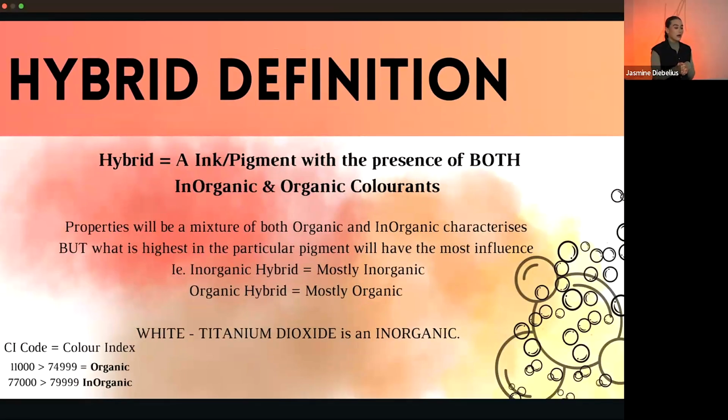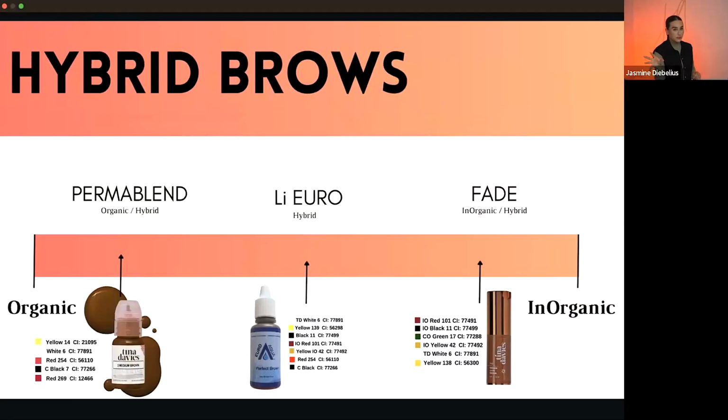So hybrids are a mix of both. There is no such thing as a hybrid colorant. It's a mix of your organic and your inorganic in the same pigment. So the hybrid definition is that you have the presence of organic and inorganic in the composition. Hybrid is a spectrum. So when we talk about hybrid, we need to understand that it's not as straightforward as you have the same amount of colorants in the pigment.